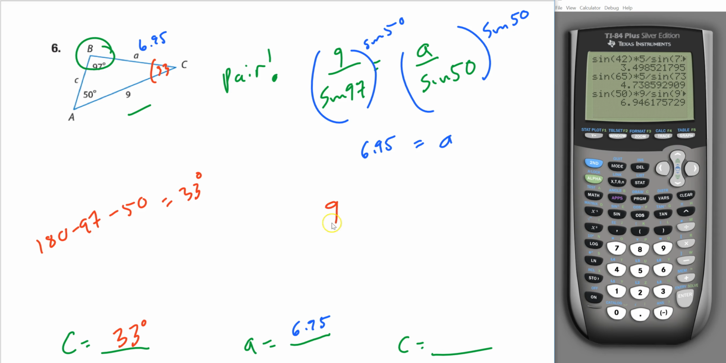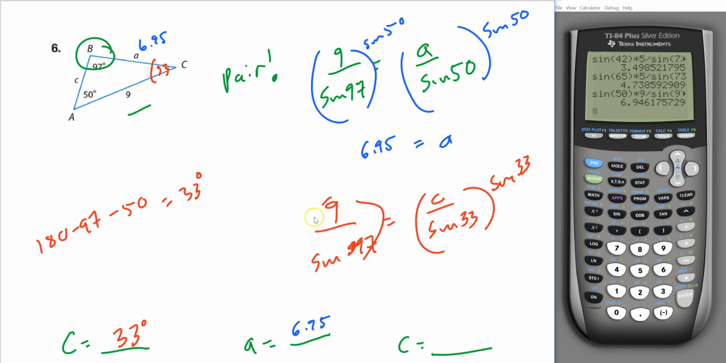Do the exact same thing. 9 over sine of 97 equals C over sine of 33. Multiply both sides by that sine of 33. And then you get C equals 4.94, rounded to nearest hundredth. So I get that, right? And that's how you solve a triangle using law of sines. Now, those are the easy cases. Law of sines, though, creates an issue.